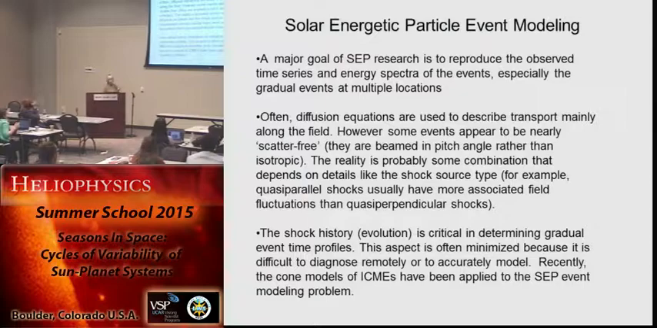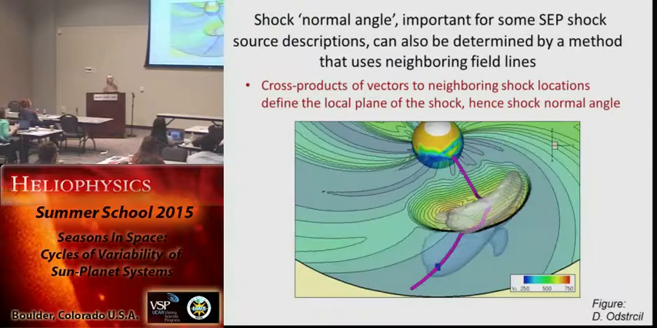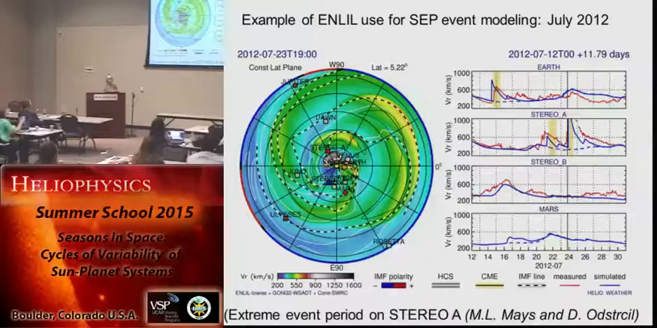I was going to tell you about the modeling I'm doing with NLIL, where we're identifying shocks, characterizing them, and the magnetic field line connections to them. Here was a nice event in July 2012 where NLIL did a very good job, as you can see by the blue lines, in matching the shock arrival time, and so that gives us confidence in it.